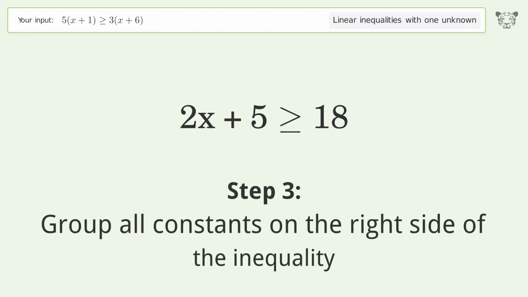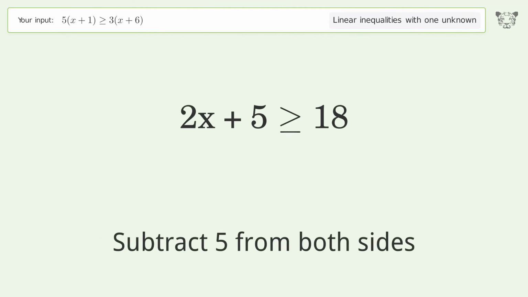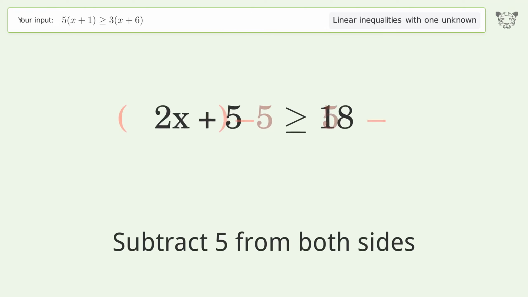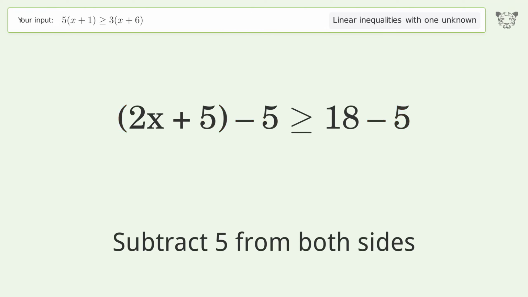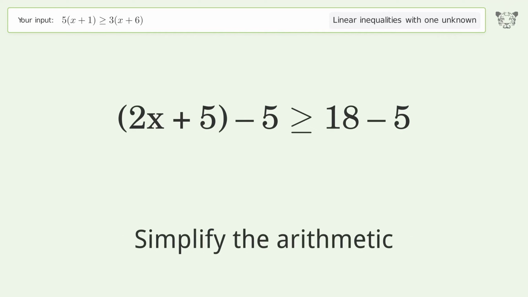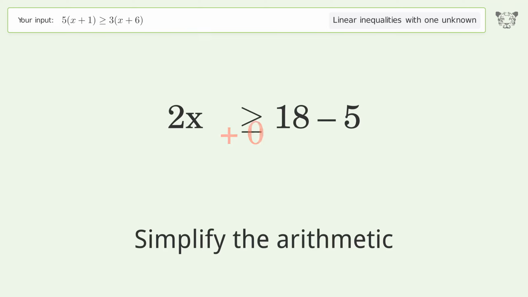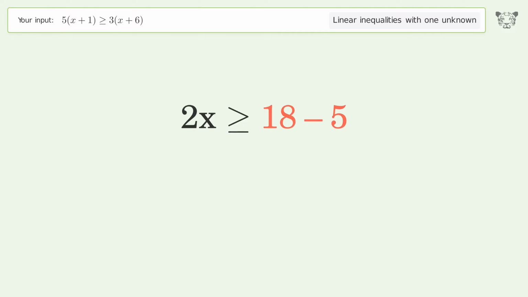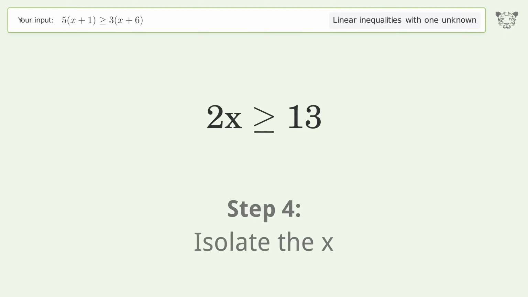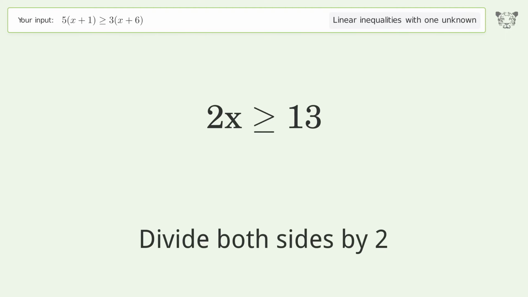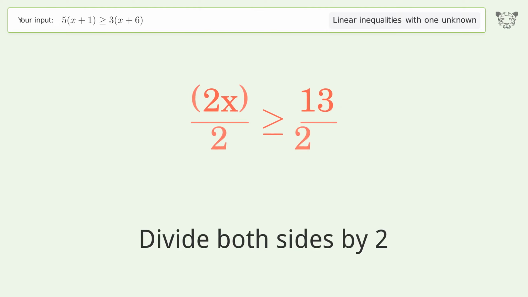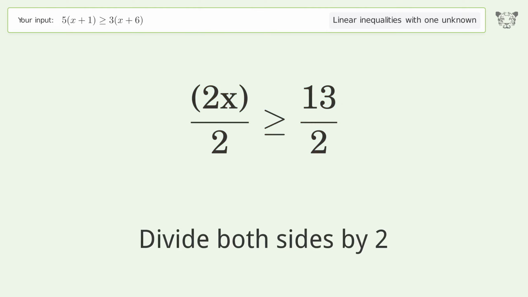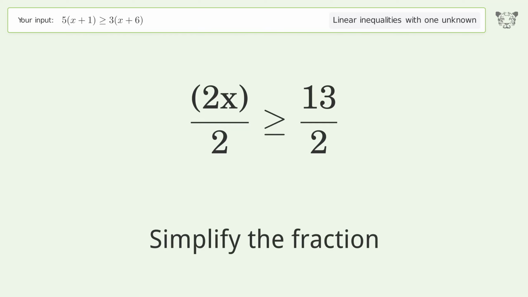Group all constants on the right side of the inequality. Subtract 5 from both sides. Simplify the arithmetic. Isolate the x. Divide both sides by 2. Simplify the fraction.